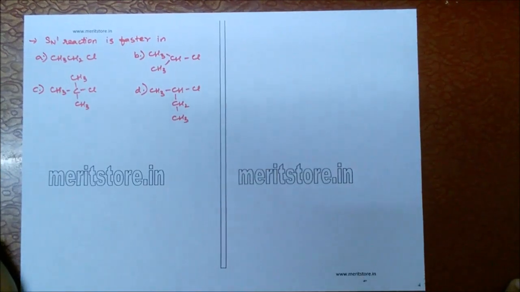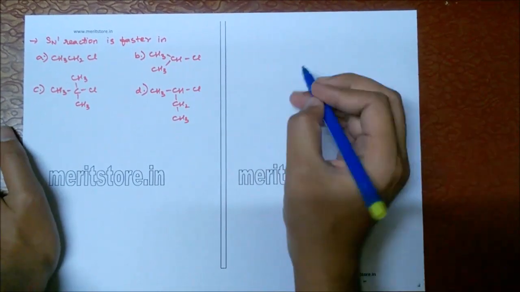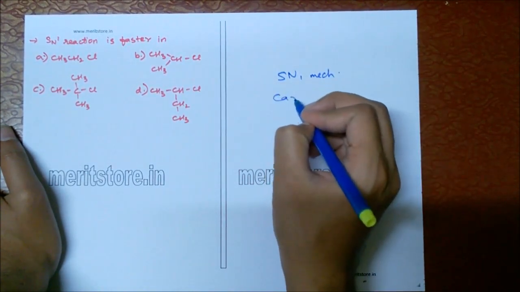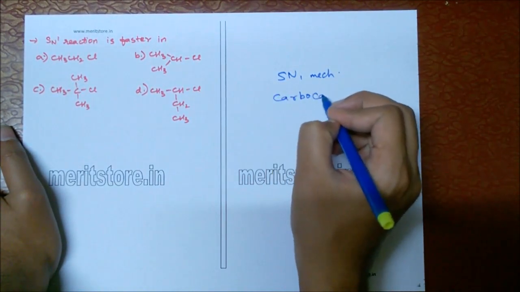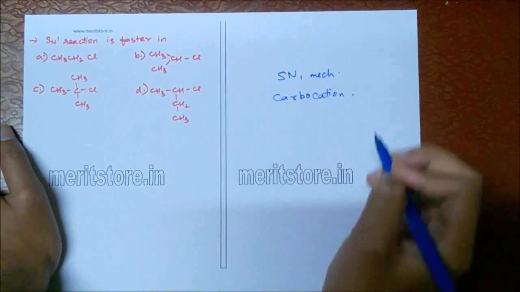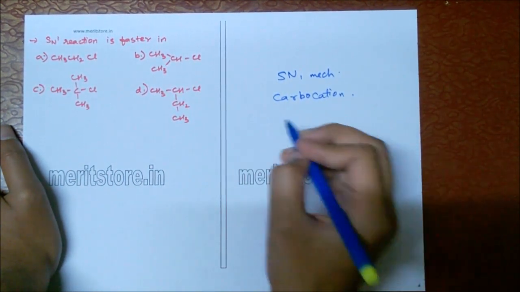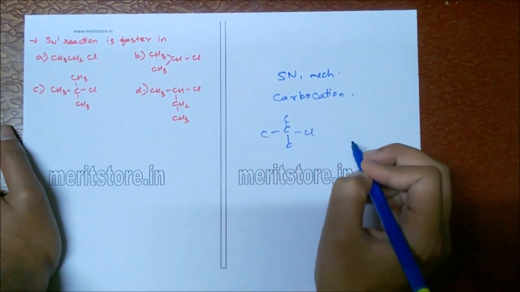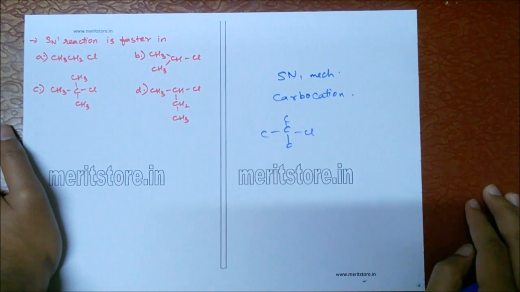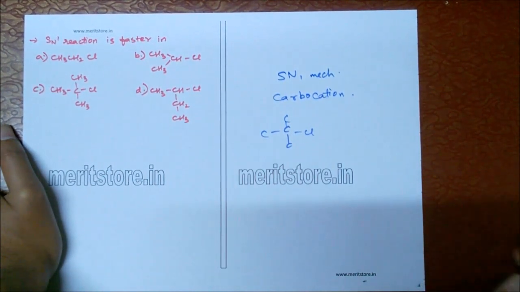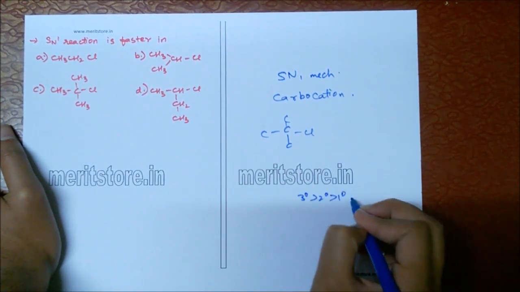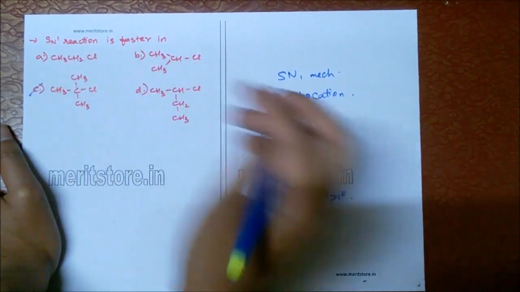Which reaction is faster in SN1 mechanism? SN1 proceeds through a carbocation intermediate. So the structure, this is a tertiary chloride, provides a stable carbocation intermediate because it is a tertiary carbon atom, and the stability of carbocation is tertiary greater than secondary greater than primary. So option C is the correct answer.